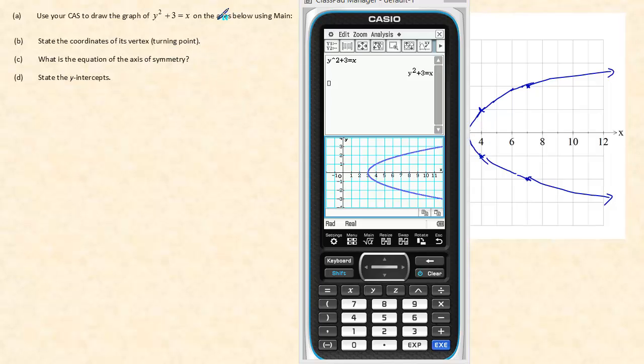The vertex we can see quite clearly is at 3, 0. The axis of symmetry is again the x-axis, so that's the line y equals 0. And the y-intercepts, well, there are no y-intercepts. We can see from the graph that clearly it just goes off in this direction and never comes near the y-axis.